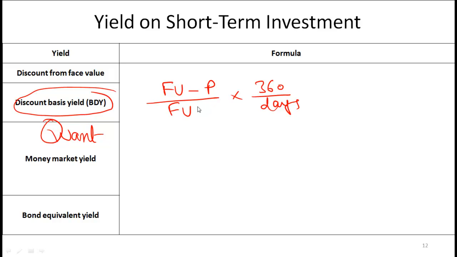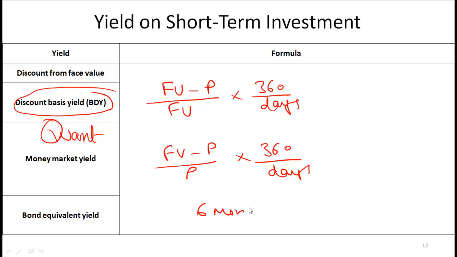If this does not look familiar, go back and look at readings 5 and 6 from quant. The money market yield is slightly better, this measure. So the money market yield is simply the face value minus price divided by price into 360 divided by number of days. And the bond equivalent yield, what we basically do with the bond equivalent yield is find the 6-month yield, so the effective 6-month yield, and then multiply by 2.